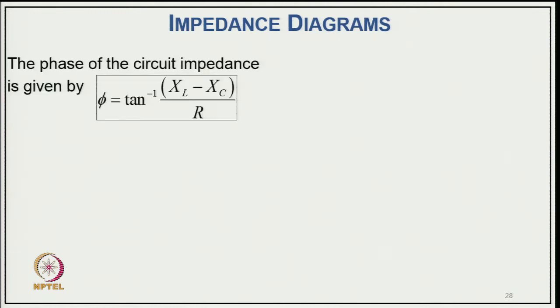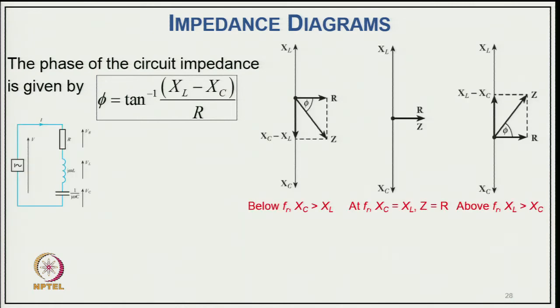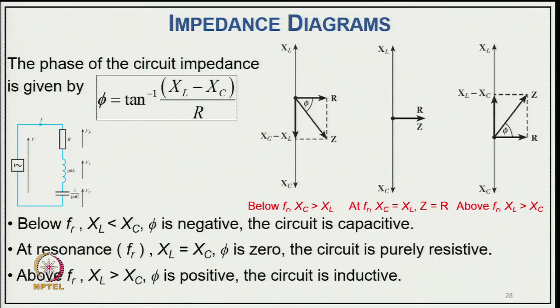Well, we have the impedance diagram. The phase of the circuit impedance is given by phi equal to tan inverse of (X_L minus X_C) upon R, and you can see how the phasor diagram looks. At resonance frequency, X_L equals X_C and the impedance is R. But at a frequency below resonance, X_C is more than X_L, so you have not only resistance but also a reactance which is capacitive.